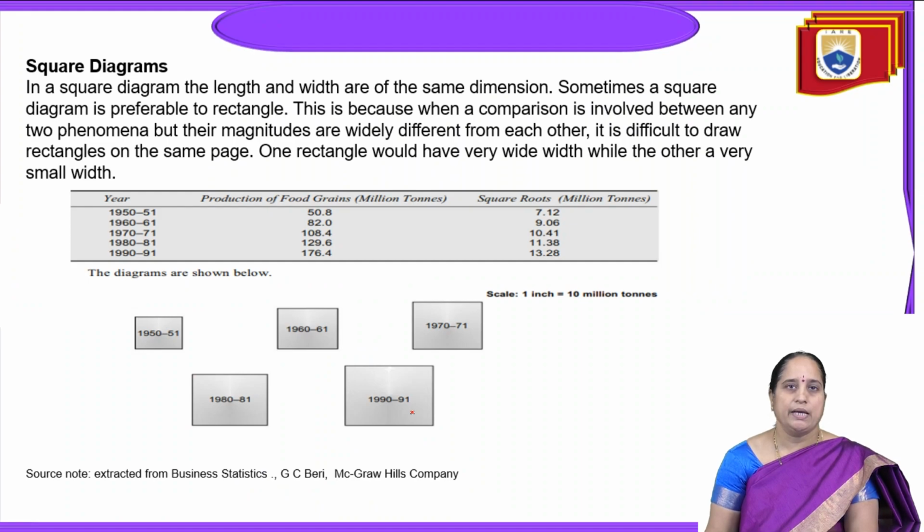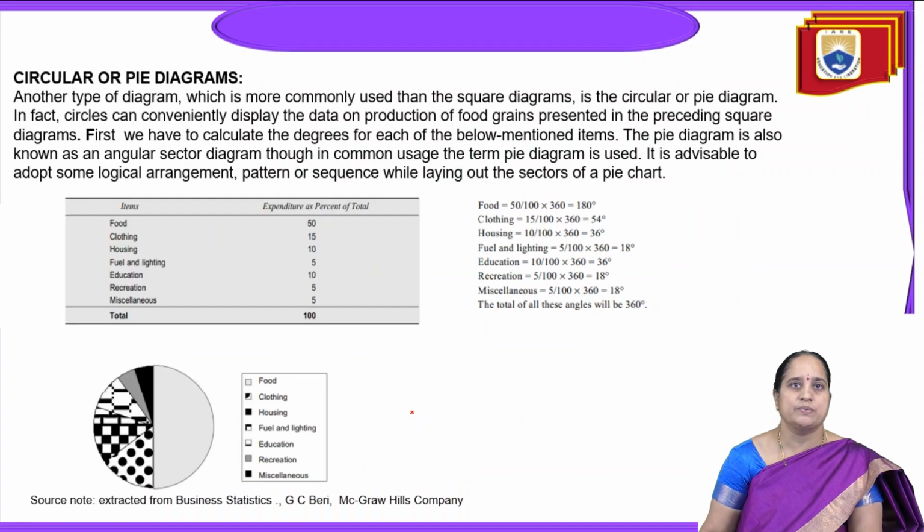The next one is square diagrams. In a square diagram, the length and width are of the same dimension. So sometimes a square diagram is preferable to rectangle. This is because when a comparison is involved between any two phenomena but their magnitudes are widely different from each other, it is difficult to draw rectangles on the same page. So one rectangle would have very wide width while the other very small. To avoid that, we'll prefer square diagrams.